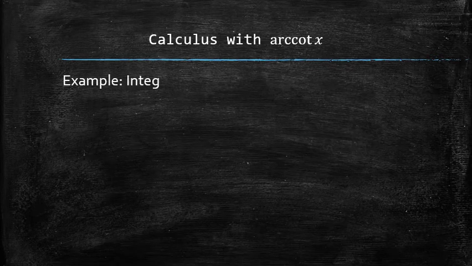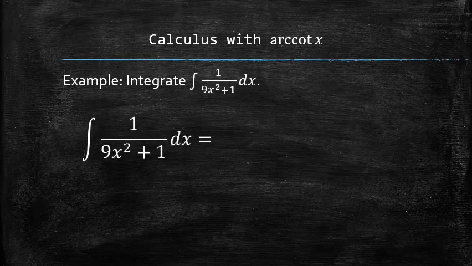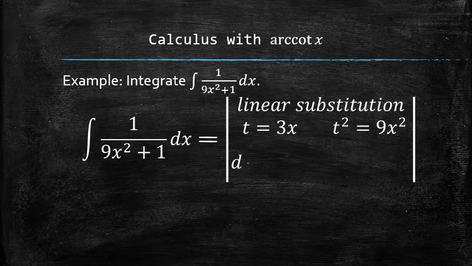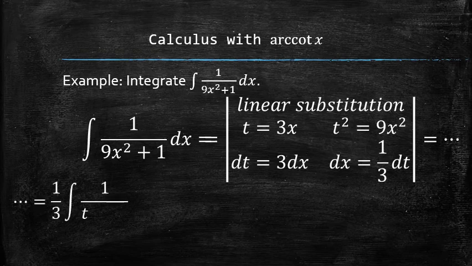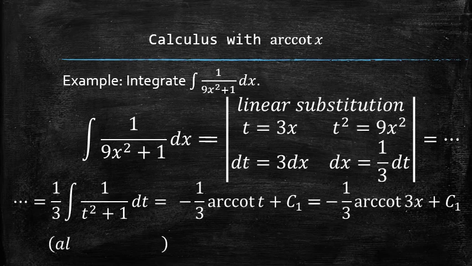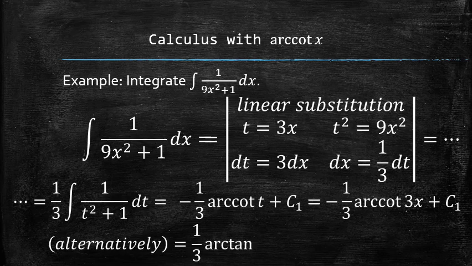Let's do an example of a linear substitution. We set up the linear substitution by setting t equal to 2x and finding the differential of t and expressing dx in terms of dt. As a result, we have a simple indefinite integral in terms of t. We continue with the integration process by finding the antiderivative and replacing t with the original function. Alternatively, we could have finished the problem by using the arctangent function as the antiderivative. Both answers are correct.